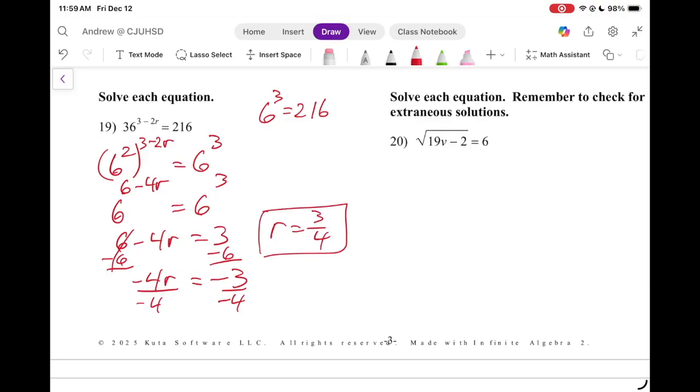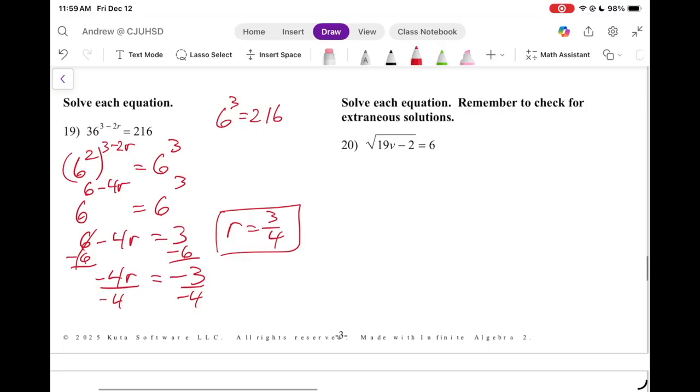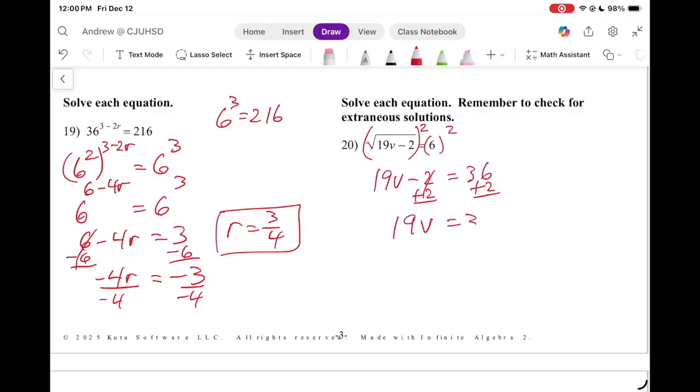And should that be a decimal or a fraction? Well, you know, you're preparing for a multiple choice test. On the last one, number 20, we're going to square to undo the square root. And then it's just a simple two-step equation from there.